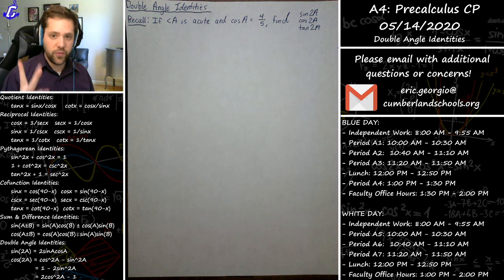And then 2 proofs. Today I have 4 proofs lined up that I want to show you involving the double angle identities. All right, so that's really what's coming up.